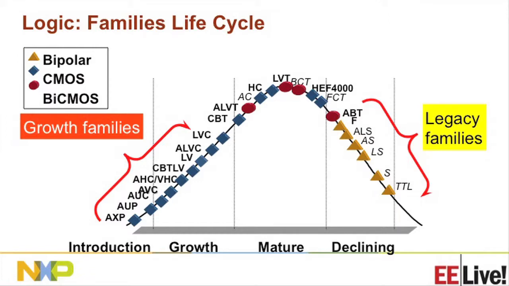If you look at the life cycle of these logic families, you would see most of the newer logic families on the left-hand side. These are in the ramp-up or introduction phase. You would see AXP, AUP, and AVC. Those are the low voltage families. Most of the 5 volt families, including LVT and HC, are mature, and they are shipping in volume. But then the bipolar and BiCMOS families are on the right-hand side, which are in a declining phase or are being phased out.